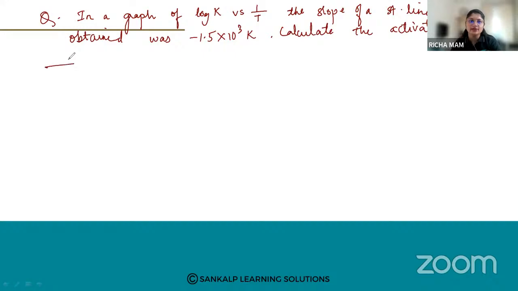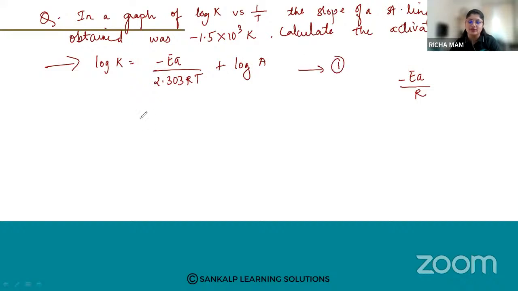So what is given here? In a graph of log k versus 1 by T, the slope of the straight line was minus 1.5 into 10 raised to 3. What is slope? Slope is nothing but minus EA by R. Right. So we know that log of k is equal to minus EA by 2.303 RT plus log of A. Okay, so this is our equation.